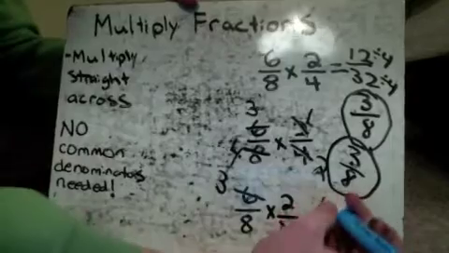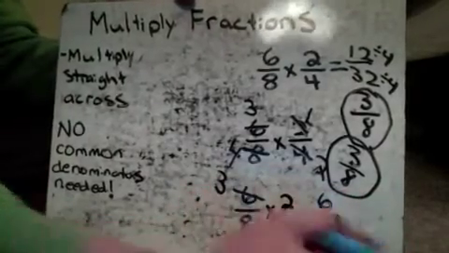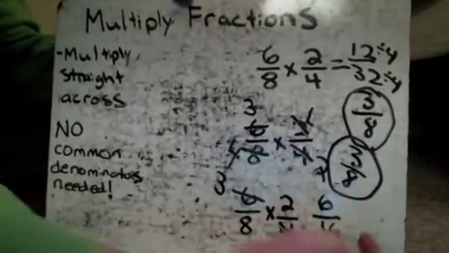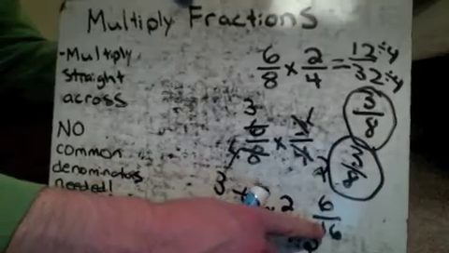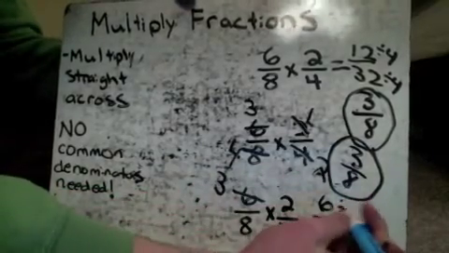3 times 2 is 6. 8 times 2 is 16. Now, that's not fully reduced. We could divide both of those by 2.